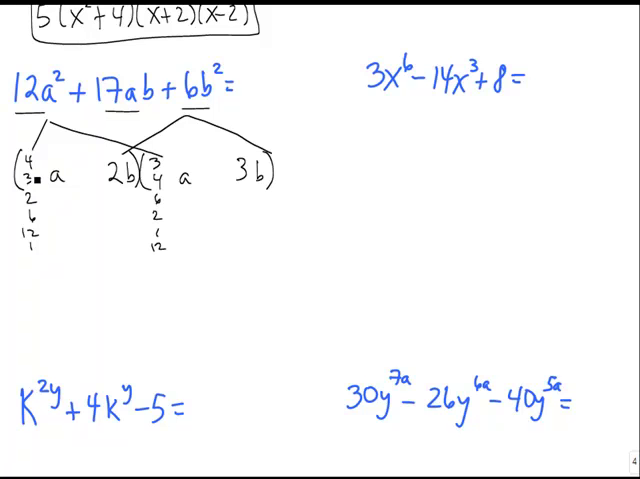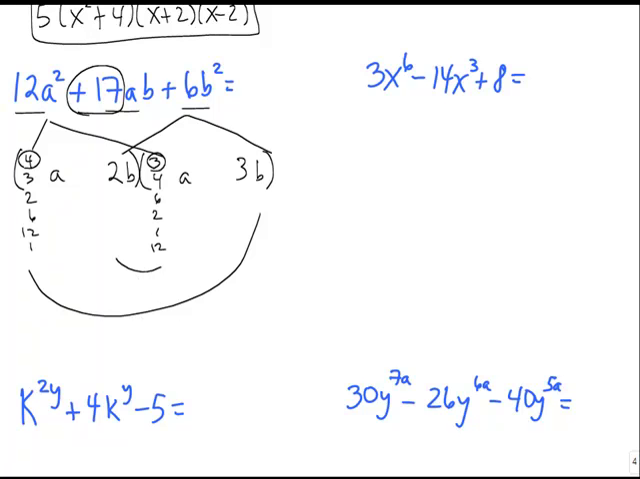Hopefully one of these earlier choices will work. How do you check to see if it works? You check your outer terms and your inner terms. We're trying to get a 17 in the middle. So we're going to take 4 times 3, which is 12, and 2 times 3, which is 6. 12 and 6 don't give me 17. So that's not going to work.